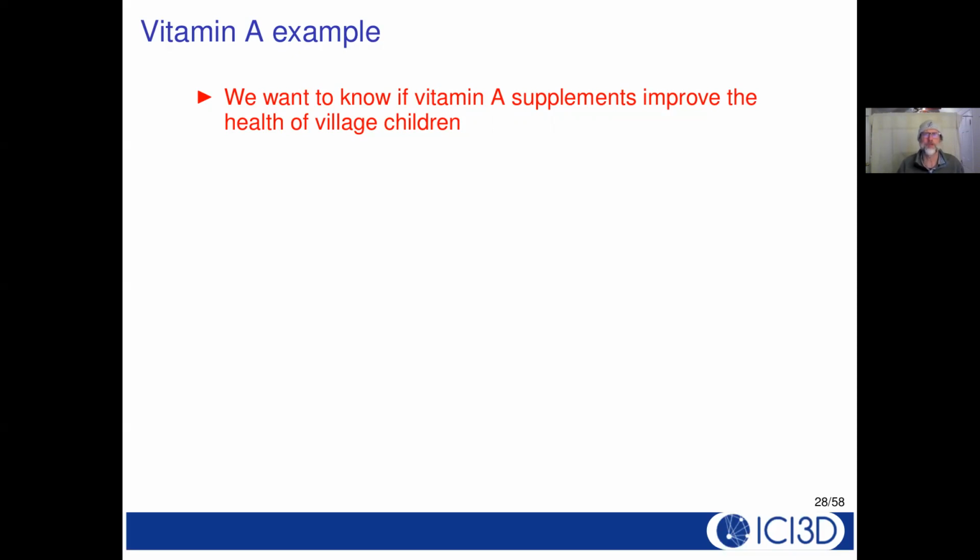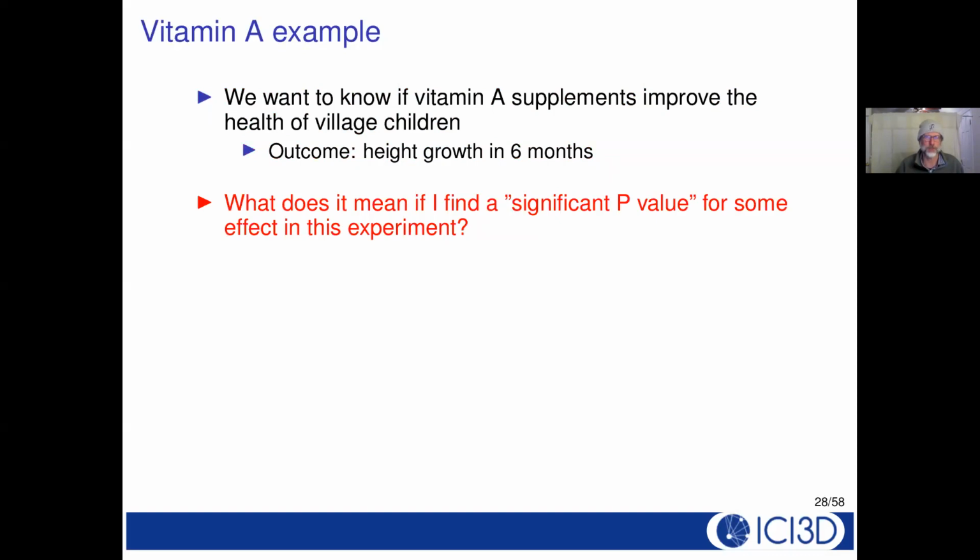But people wanted to know if vitamin A supplements would improve the health of village children. And they looked at different outcomes, including how quickly the children with and without vitamin A are growing. And you could ask, well, what does it mean if I find a significant p-value for some effect in this experiment?